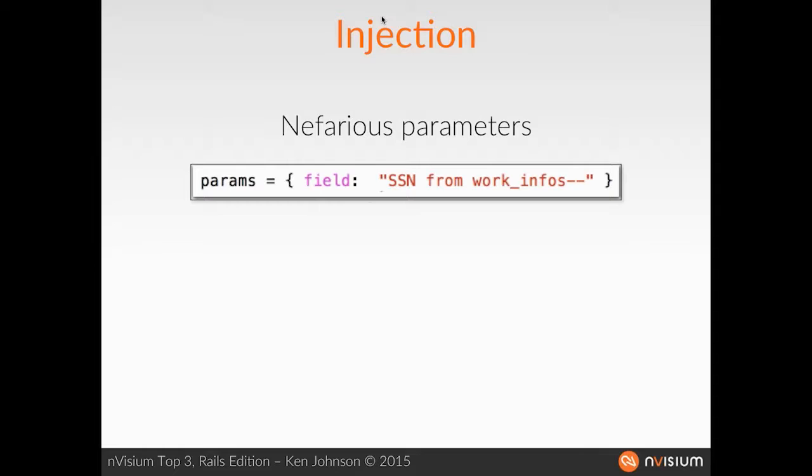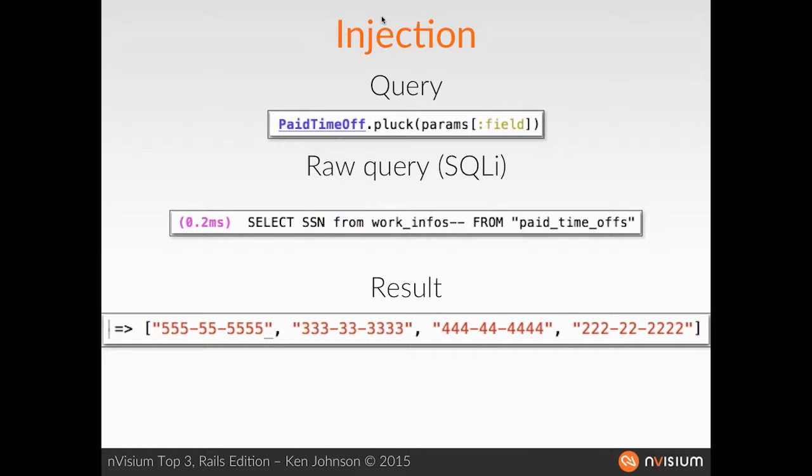So when we do SSN from work_infos, what we're saying is select SSN from work_infos, comment out the rest. I don't want to do the FROM paid_time_offs portion of this request. And so what you'll see is when we do PaidTimeOff, the paid time off table, and when you call pluck, we're still able to return from a different table, the work_infos table, the social security numbers that are stored. So there's our result, fake social security numbers.